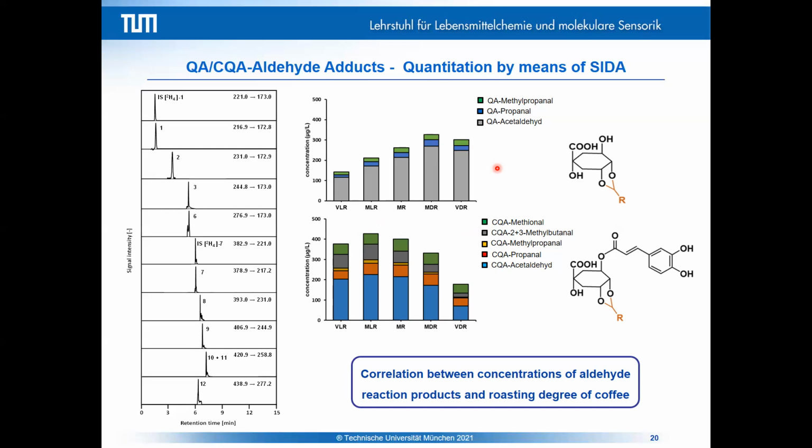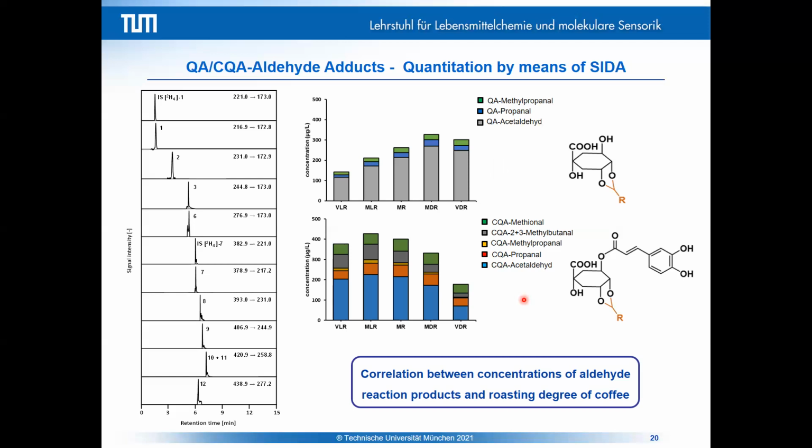An inverse trend can be seen for chlorogenic acid. This can also be explained by the same trend, because chlorogenic acid is known to be degraded during the roasting process, and the harsher the roast, the darker the roast, the less chlorogenic acid is present, and also the less of the aldehyde reaction products we can find.